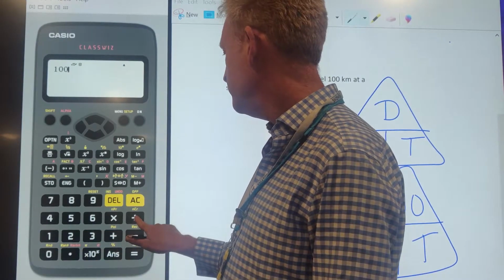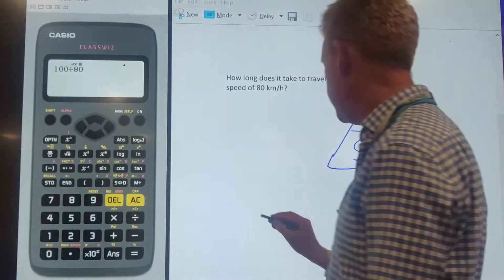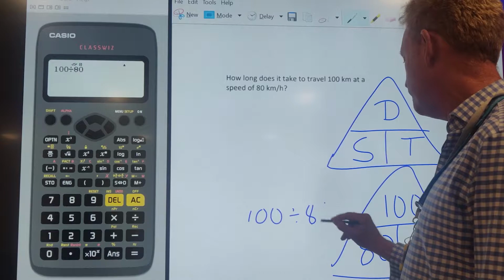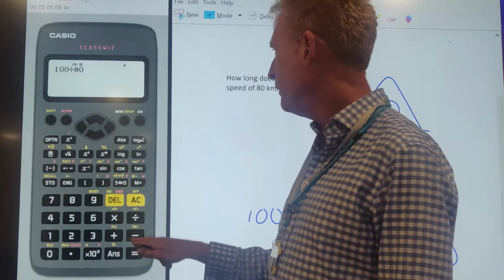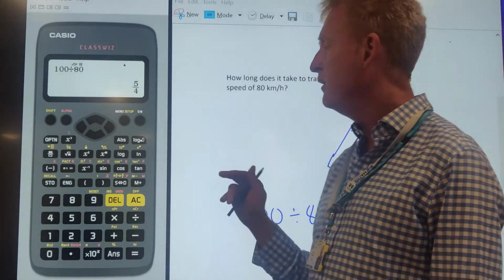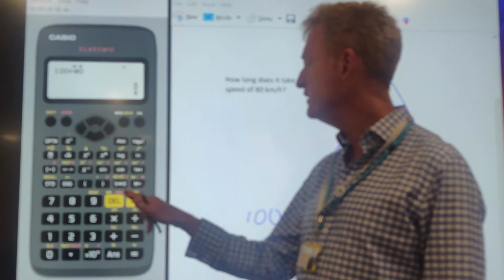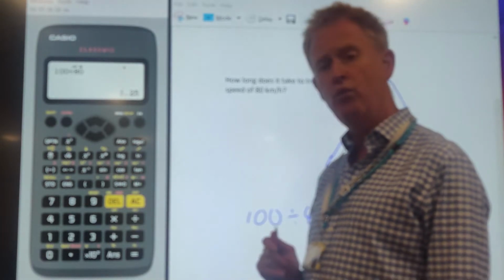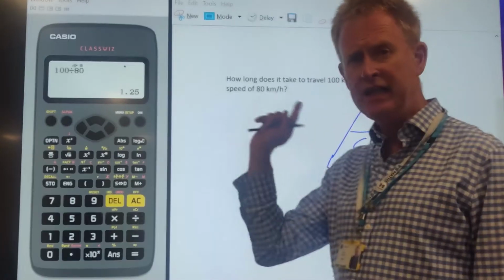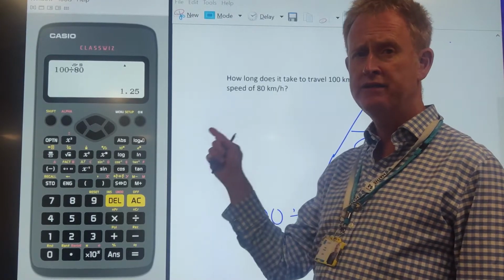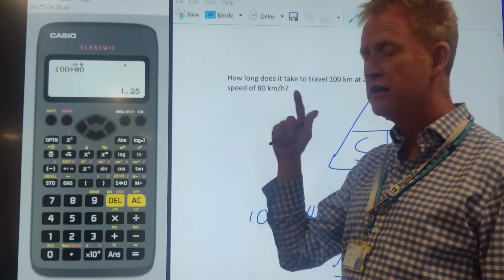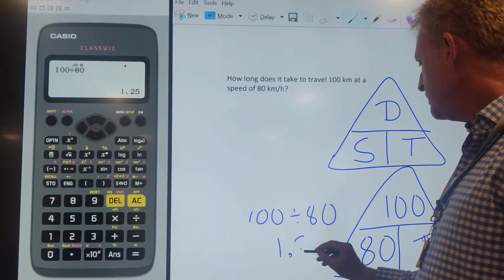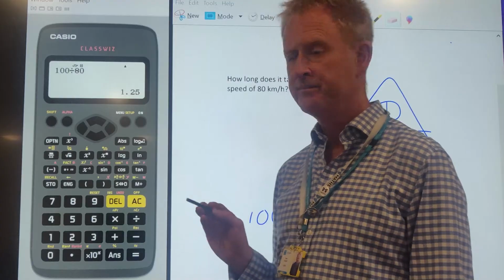100 divided by 80. Okay, I can write it over here as well. Obviously I need to show my workings in any question to make sure I'm getting the full marks. 100 divided by 80, the answer comes up 5 over 4 or 5 quarters, or if I change that into a decimal by pressing my SD button, I get 1.25. Now that isn't 1 hour 25 minutes. Do not make that mistake. That is 1.25 hours.